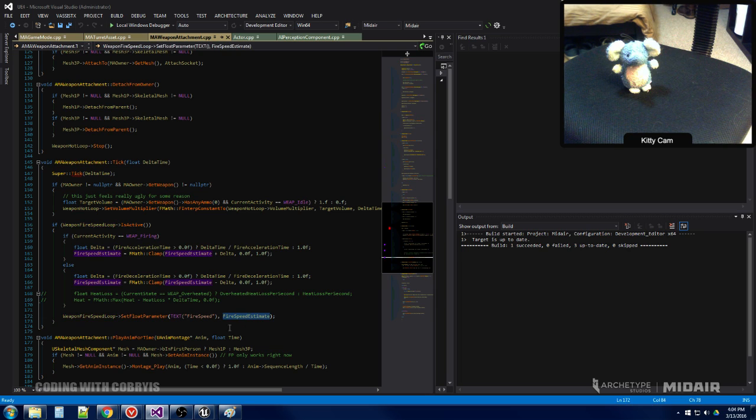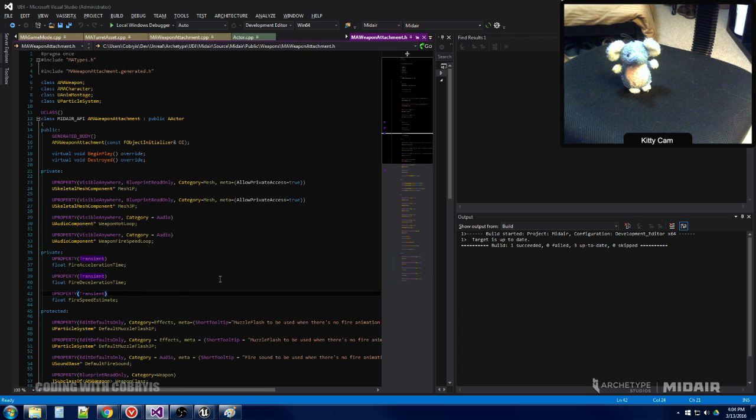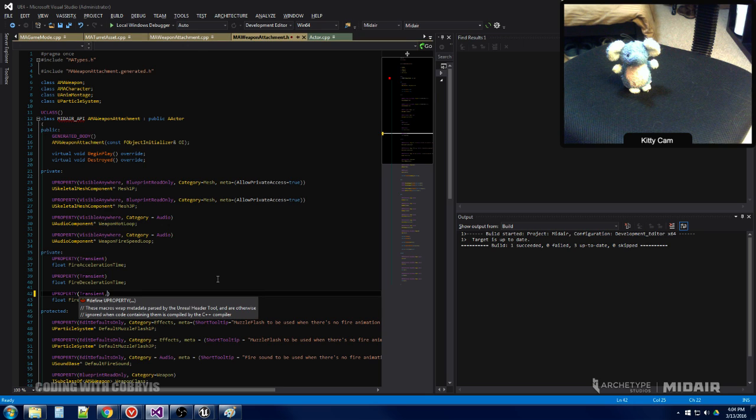We set it to a fire speed estimate. Alright, so this guy right here, all I have to do is make it blueprint. Sorry everyone for the quick aside. Blueprint read only. Category equals weapon meta. This is going to allow us to access it also. Private.